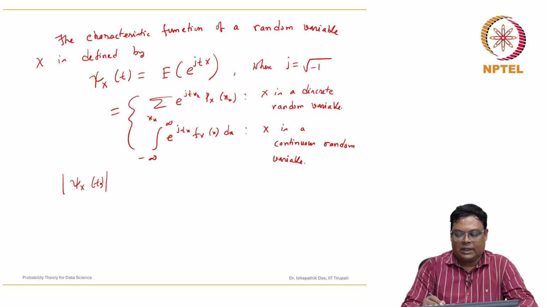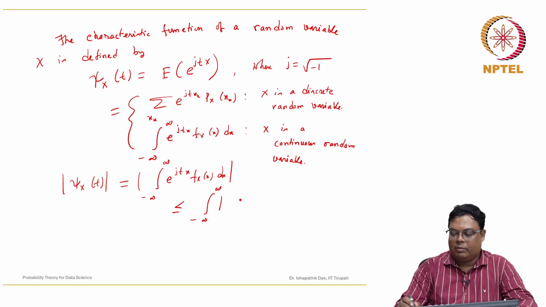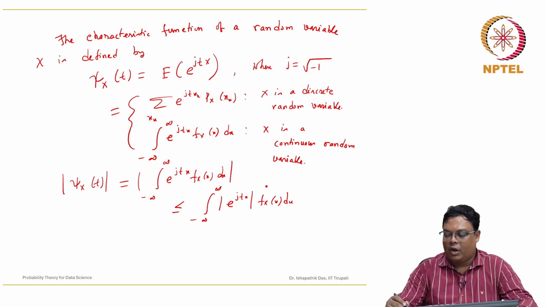If you consider the mod of psi X(t), it is nothing but the mod of the integral from minus infinity to plus infinity of e to the power of jtx f_X(x) dx, which is less than or equal to the integral from minus infinity to plus infinity. If you take the absolute value inside, f_X(x) is already a positive number, always greater than or equal to 0, so the absolute value will be the same. So now what is e to the power of jtx? We can write it as cos tx plus j sin tx.